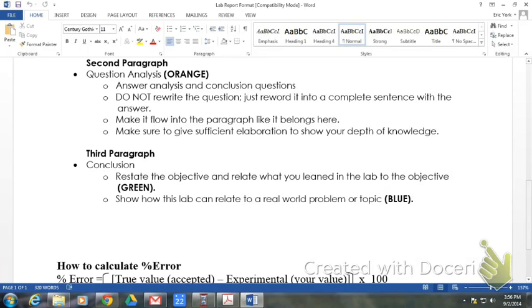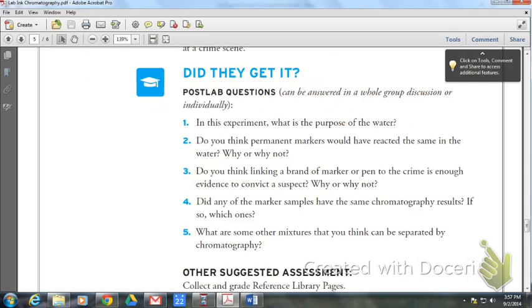Now as we move on to the second paragraph is our analysis question. And this entire paragraph is going to be orange. So when you have the analysis paragraph, you are taking your analysis questions, you are rewriting the question with the answer into paragraph form. So let's take a look at some of the questions we might have. Alright, here are the analysis questions from the lab from last class. So remember, usually it'll be marked analysis questions. Just like that.